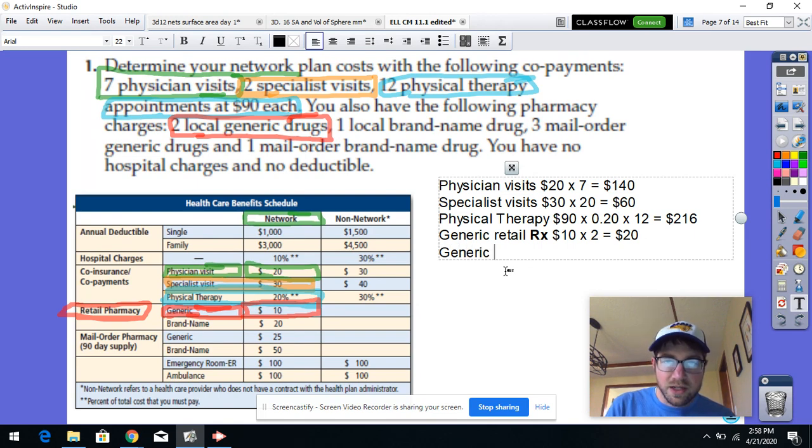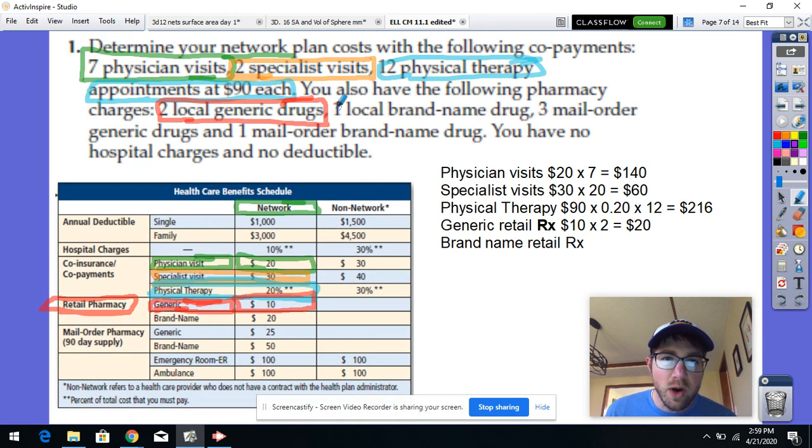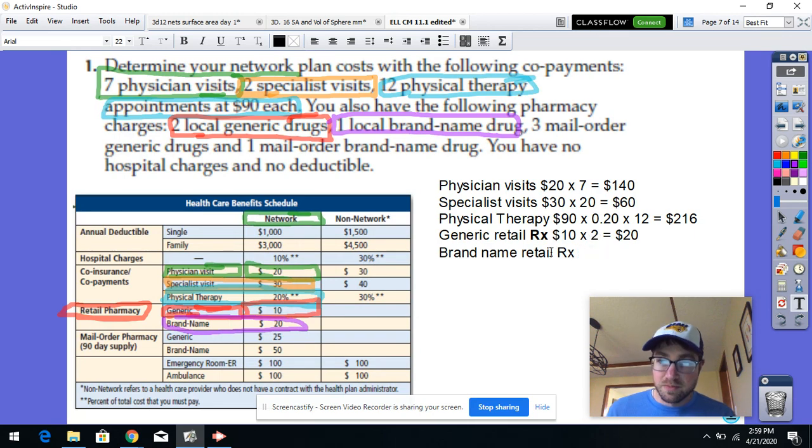Likewise, brand name retail prescription is the very next thing that comes up right here: one local brand name drug. So retail pharmacy, brand name, $20. And there's only one of them, so $20 times 1 is still $20. Getting close to the end here.